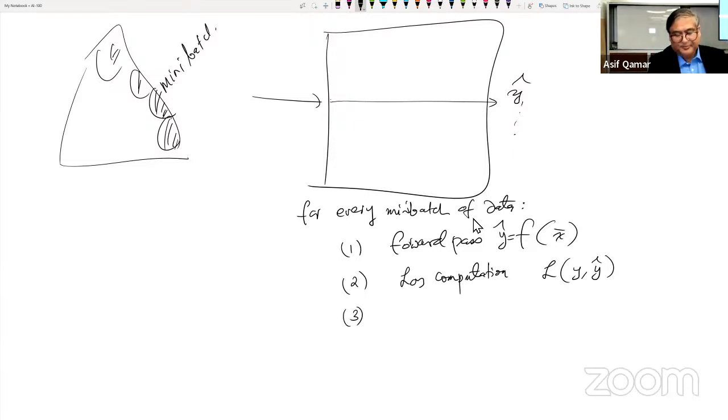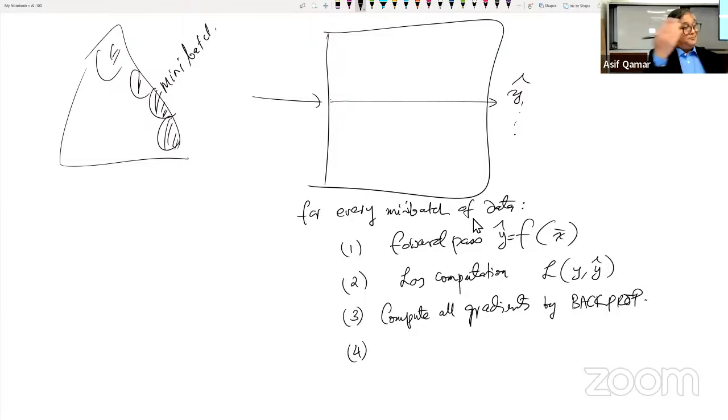What's the next step that we do? Compute all the gradients by backpropagation. And what is the 4th step? The real learning step. Because if all the gradients are computed, learn by one gradient descent step. And then you're done with that batch of data.